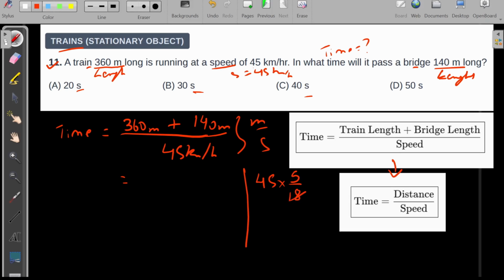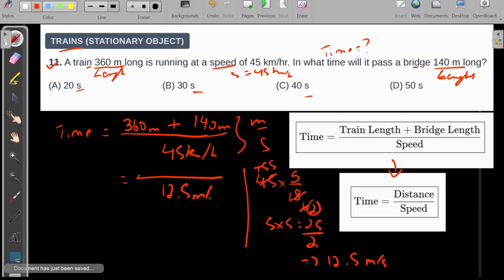So let's simplify this. 3 times 18 is... 3 1s are 3, 2 5s are 15, 3 2s are 6, 3 5s are 15. So it'll be 5 times 5 equals 25 over 2, the denominator. That equals 25 divided by 2, which gives 12.5 meters per second. What about the length? I can simply add those values: 360 plus 140 is 500 meters, over 12.5 meters per second.